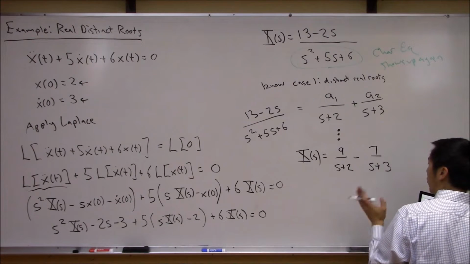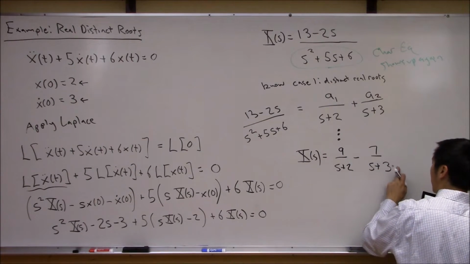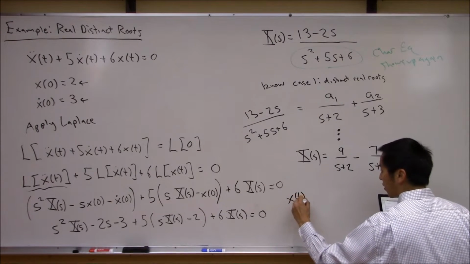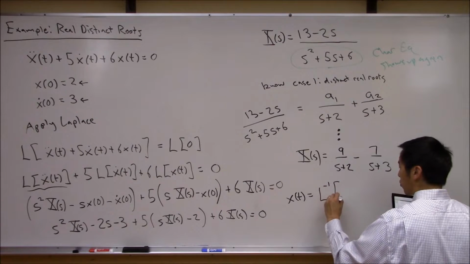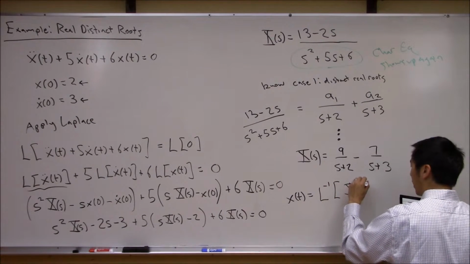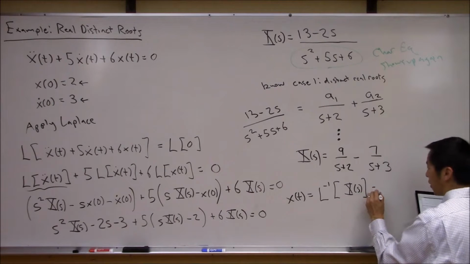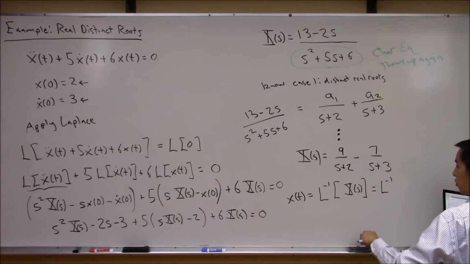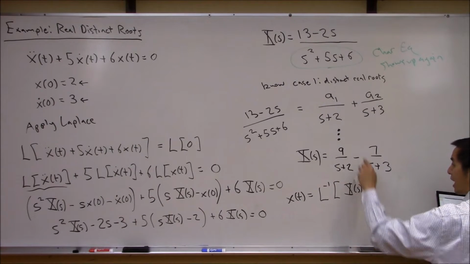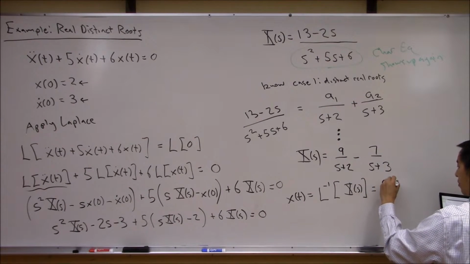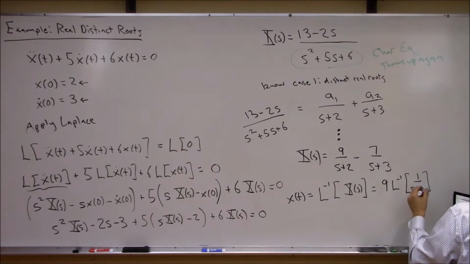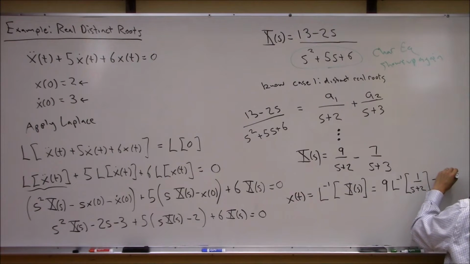And now this is beautiful, because this looks very easily inverse Laplace transformable. So if I want to find x in the time domain, it's just the inverse Laplace transform of the signal in the Laplace domain. Watch our inverse Laplace transform video on how to do this, but I basically just have to inverse Laplace transform this first term, and I'm going to pull the 9 out. So this is 9 times the inverse Laplace transform of 1 over s plus 2, minus 7 times the inverse Laplace transform of 1 over s plus 3.